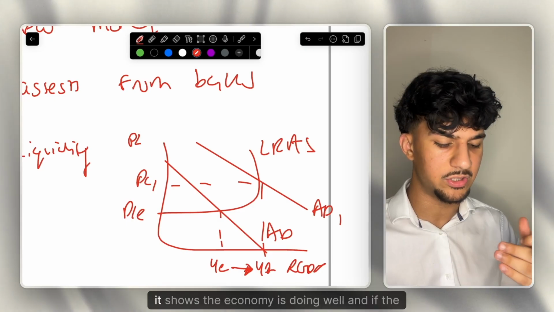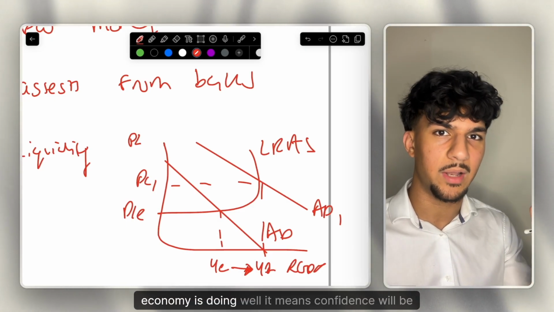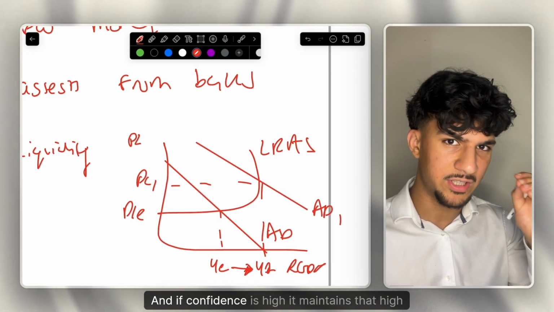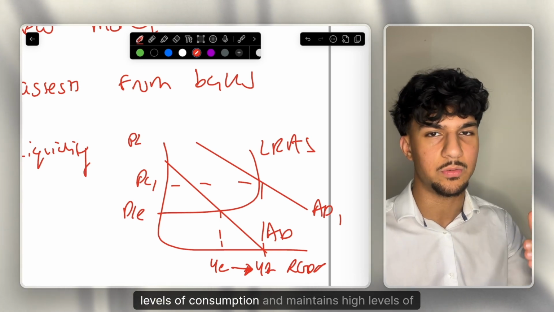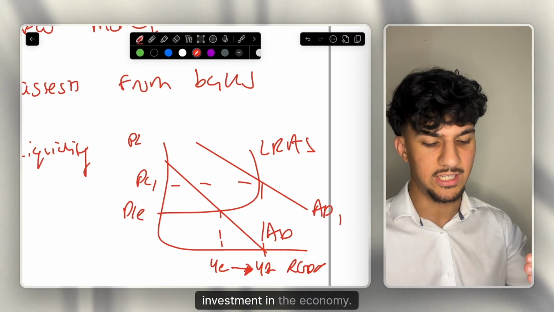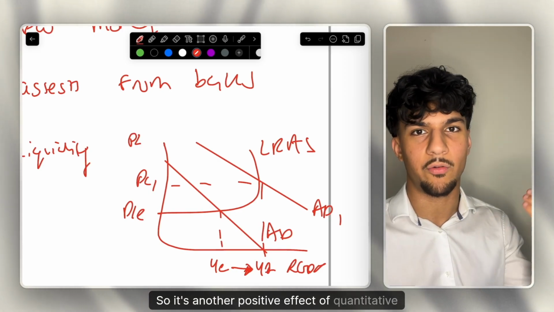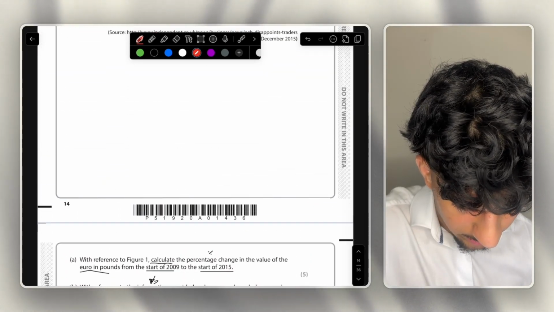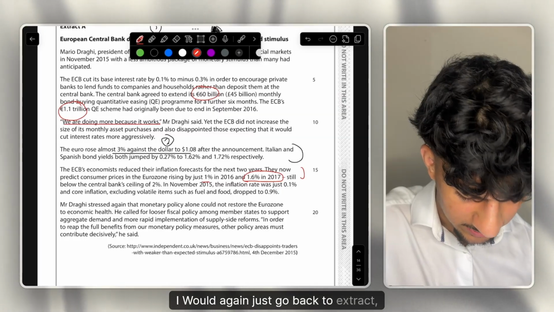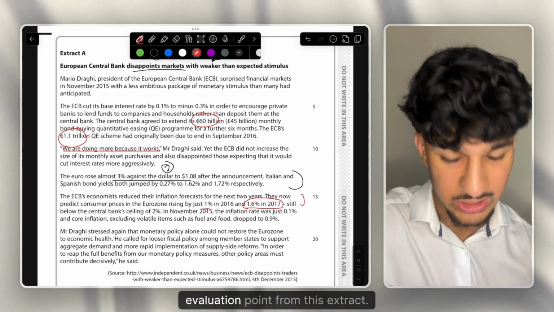Therefore, if it shows the economy is doing well, it means confidence will be high. And if confidence is high, it maintains high levels of consumption and maintains high levels of investment in the economy. So it's another positive effect of quantitative easing. And how would you evaluate this? I would again just go back to the extract, have a read of this, and try to think of an evaluation point from this extract.